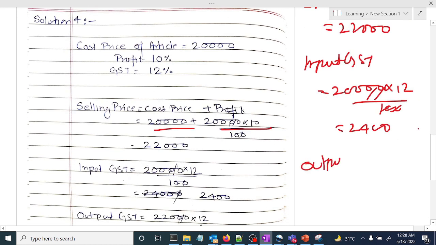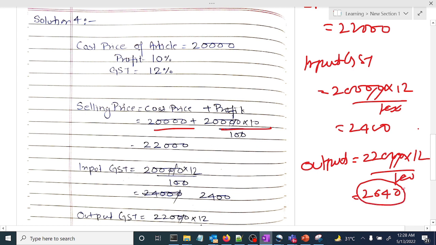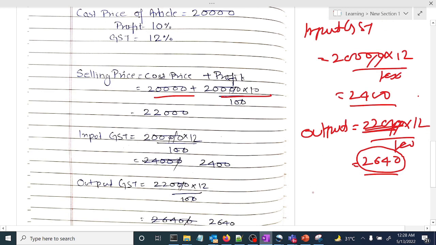What the consumer is paying to the shopkeeper as GST. So output GST will be on the selling price, right? Output GST is 2,640. So the customer is paying more GST, 2,640. Why? Because the selling price has increased by 10%. So obviously the GST which the shopkeeper is paying to the wholesaler is 2,400. This the consumer is paying, right? So the extra GST tax liability which the shopkeeper has to pay to the government is how much? 240.